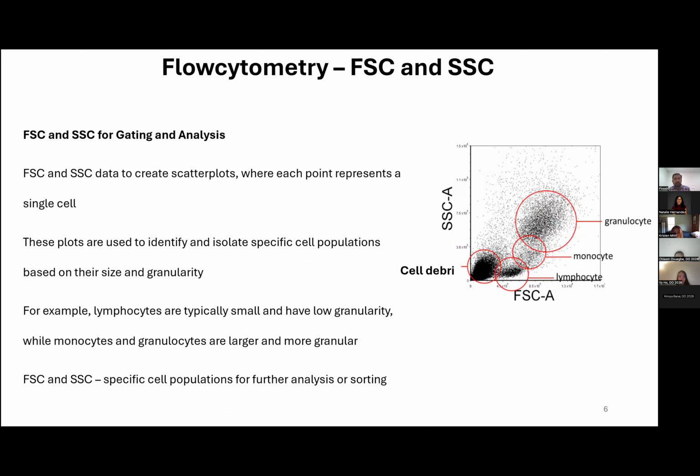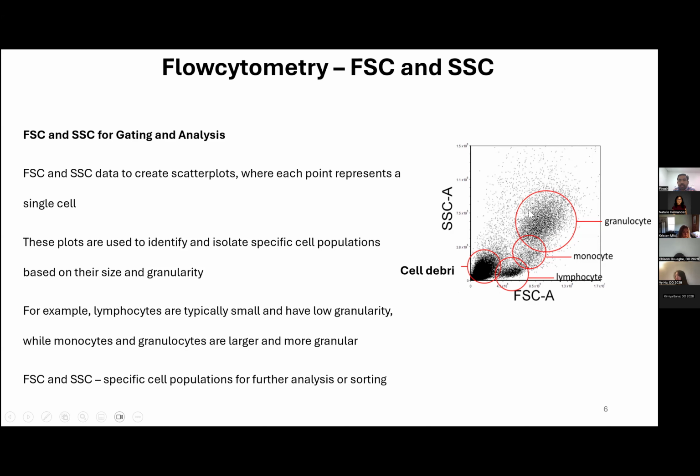When we do forward and side scattering, the system will create a scatter plot. You can see the forward scattering on the x-axis and side scattering on the y-axis. Several different populations of cells are here. The first one is cell debris: small, incomplete cells or cell aggregates will all fall over here. You can see lymphocytes in this region, which is more towards forward scattering. Above that, you can see monocytes and granulocytes over this large bubble.